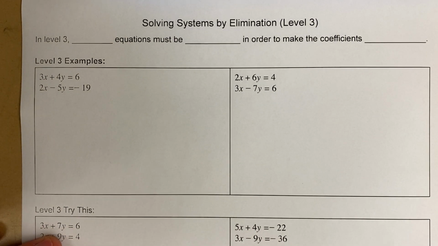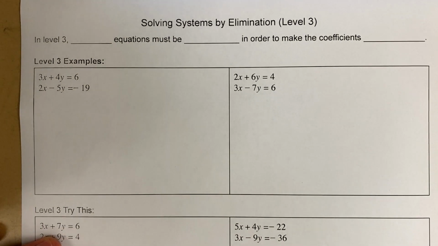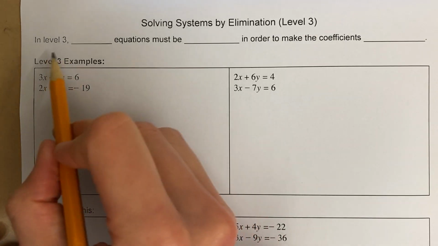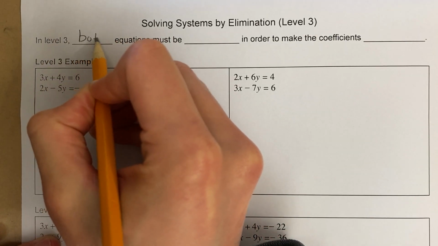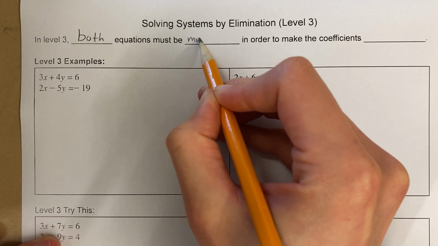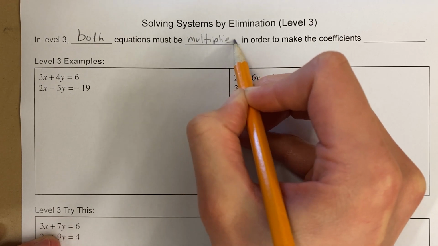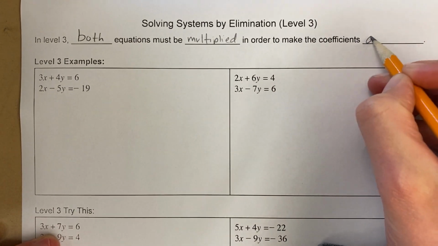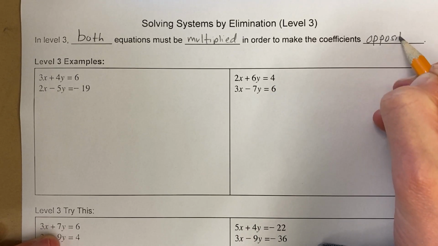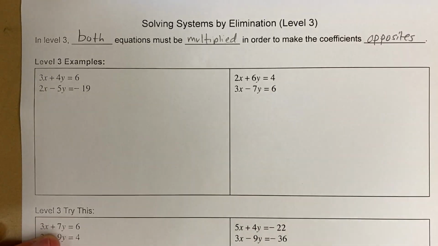Here's level 3. Some people find level 3 easier than level 2, but you'll see if you decide that. In level 3, both equations must be multiplied in order to make the coefficients opposites. Remember, the coefficients have to be opposites. That's what has to happen first in order for the variable to eliminate, right?